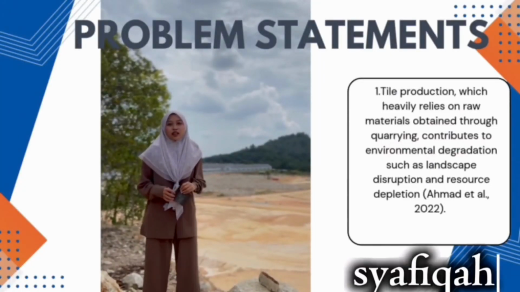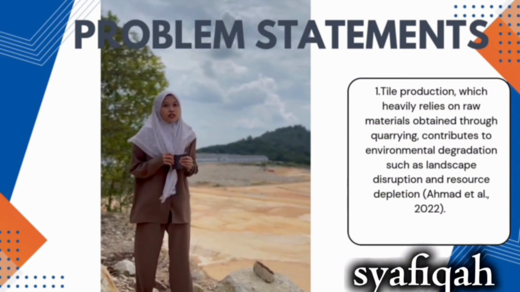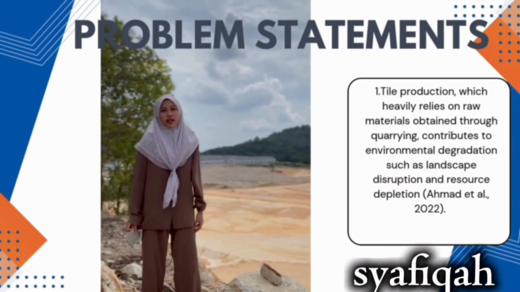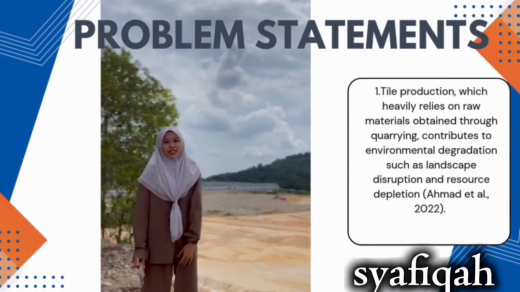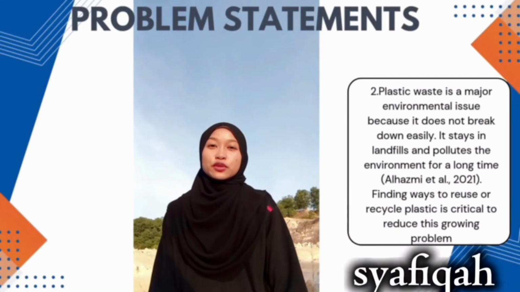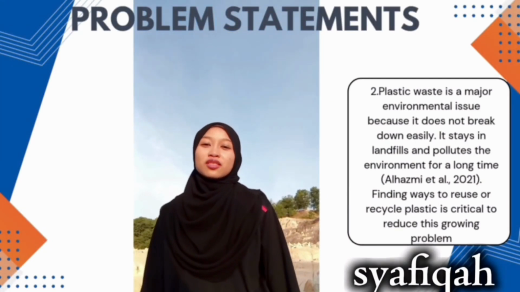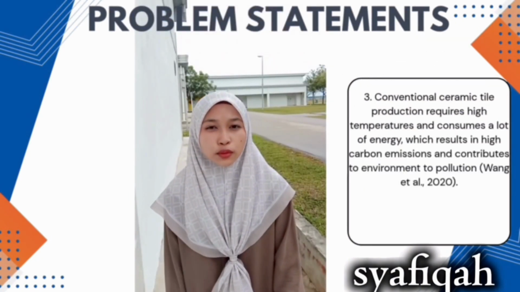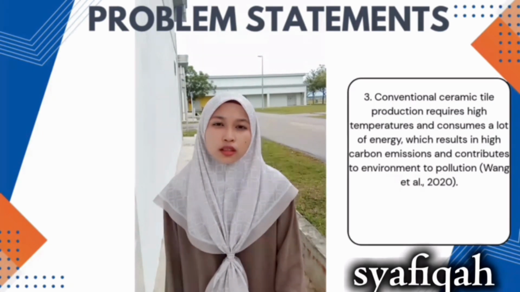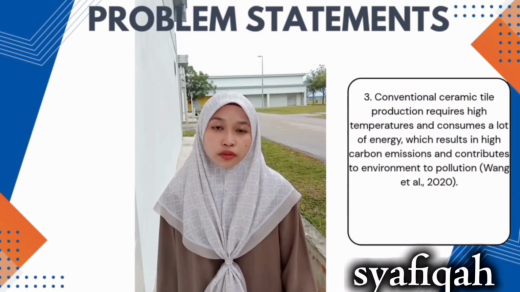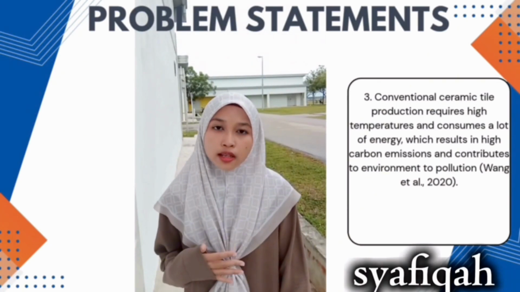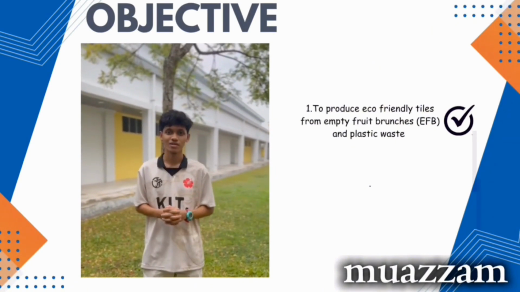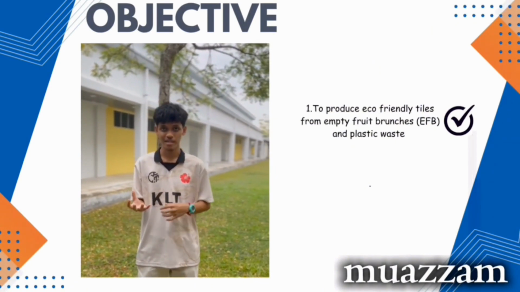Mass production relies heavily on quarry that can contribute to environmental degradation, such as landscape destruction and resource depletion. Plastic waste is a major issue and it stays in a landfill and takes a long time to degrade. Thus, it can pollute the earth. Conventional ceramic tiles also require a high temperature and consume a lot of energy, which results in high carbon emission and environment pollution. Our project is to produce eco-friendly tiles using empty fruit bunch, EFB, and plastic waste.